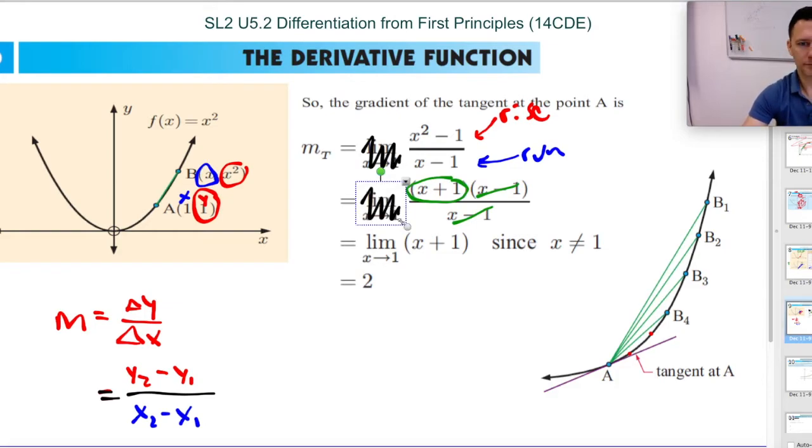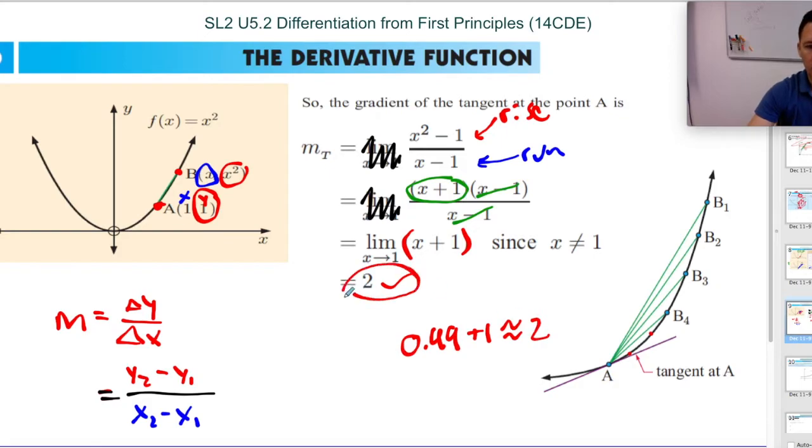Until we get here. What this is saying is I can't bring this dot all the way to here, or else we have no slope. But I can see what happens as it gets closer and closer and closer, and that's what a limit is. So I want to talk about the limit as x approaches 1. As x gets closer and closer to 1, this whole value gets closer and closer to 2, because if you put in 0.99, x plus 1 is really close to 2. And so the limit approaches 2, and therefore our slope is 2.